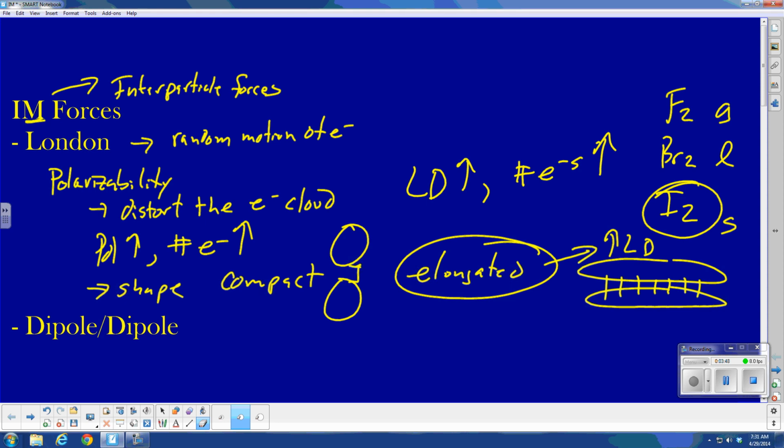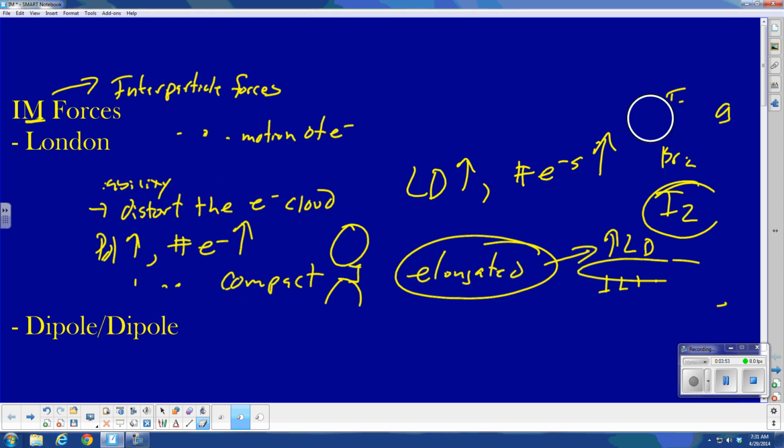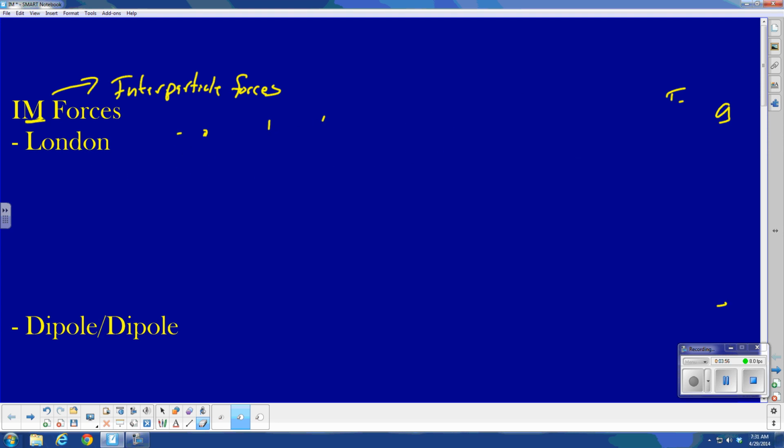Good. Now, before I go too far, I should probably talk about the most important equation in discussing IM forces, and that is Coulomb's law, right? Coulomb's law says my force of attraction is k Q1 Q2 over r squared. This force represents the force between a positive and a negative, or a positive and a positive. In this case, we're looking at a positive on one particle and a negative on the other.